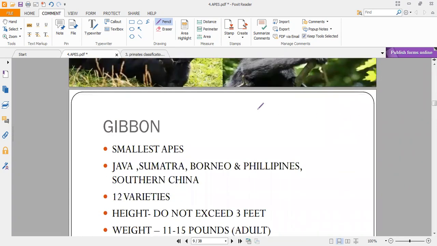For example, tomorrow they may ask: write a note on Asiatic apes, and write a note on African apes.